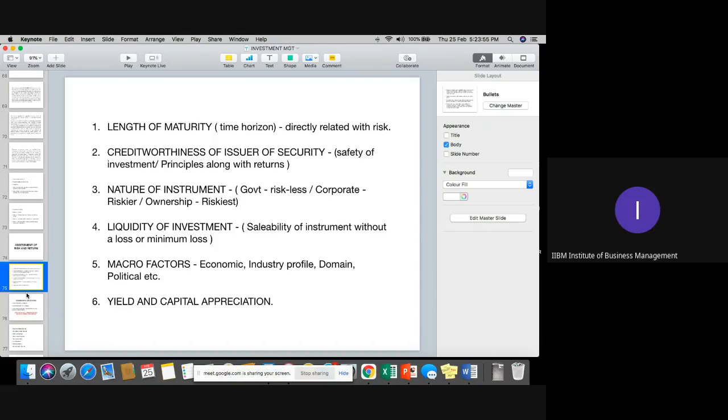The assessment of macro factor as well, which includes your economic factor, industry profile, domain. Domain means any sectoral analysis, or any political risk we have. And the last one is the yield and capital appreciation, which you will generate out of your total investment. So these are the major assessment of your risk and return profile. I hope so very simple it is.